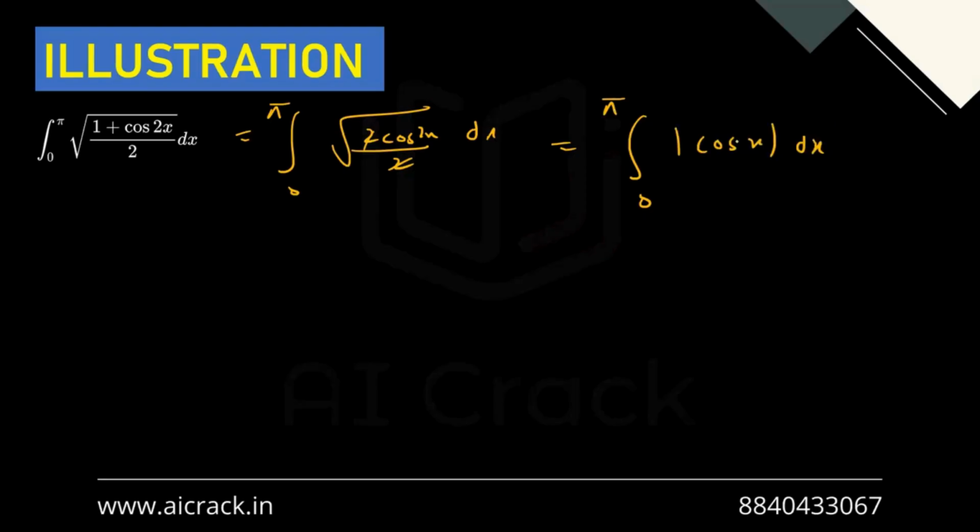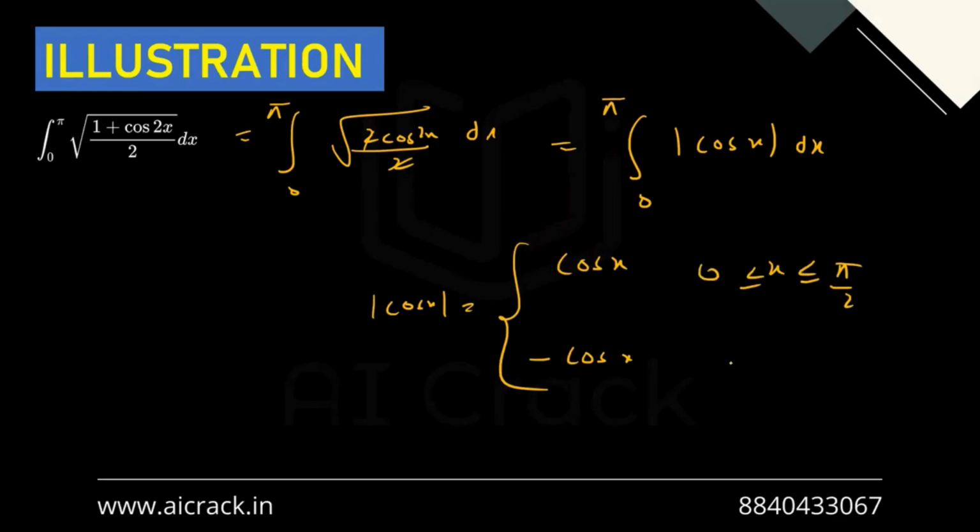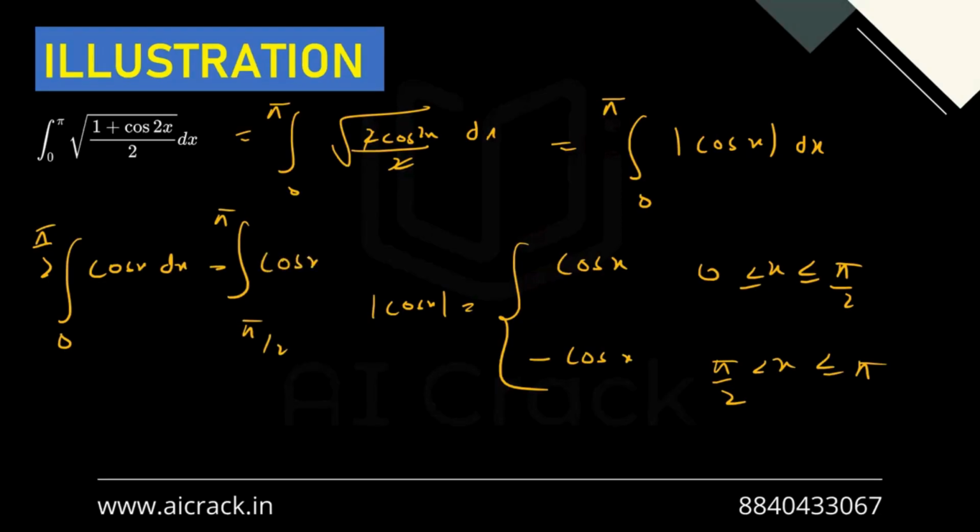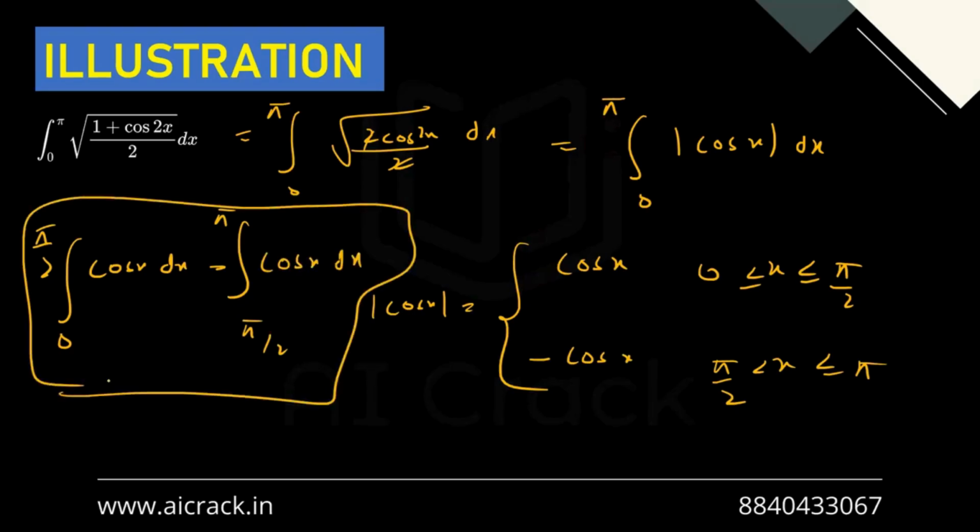Now we know that mod cos x changes its definition at pi by 2. So we have mod cos x equal to cos x when x is less than or equal to pi by 2 and bigger than or equal to 0, and minus cos x when x is less than or equal to pi and bigger than pi by 2. So we have broken this function into two parts. The definition is changing for this particular function, so the integral should change. This would become the integral from 0 to pi by 2 of cos x dx minus the integral from pi by 2 to pi of cos x dx. Now you have to calculate this integral. Very simple.